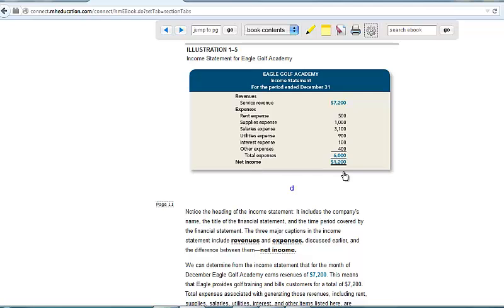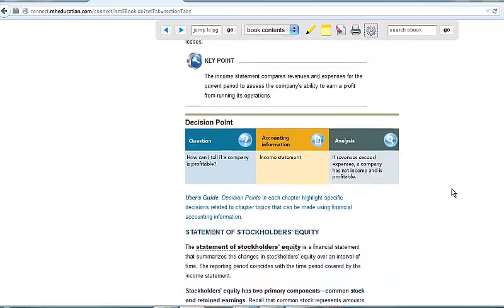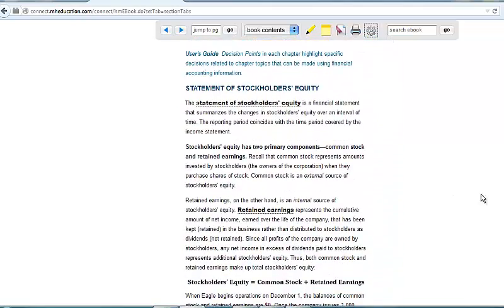So then to calculate your net income, based on the formula revenues minus expenses, gives us a net income of $1,200. Remember that number of net income, $1,200. The next financial statement is our statement of stockholders' equity. This is a financial statement that summarizes the changes in stockholders' equity over an interval of time.